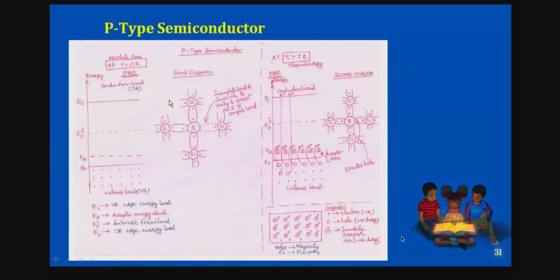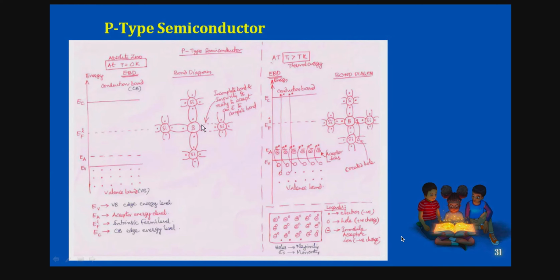So in a P-type semiconductor, again we have two diagrams. On the left side, you can have it at absolute zero. Okay, so what happens here? Same, you have the Fermi level, that is the intrinsic Fermi level, but here you have an acceptor energy level. We can call it EA. EA is nothing but the acceptor energy level, right?